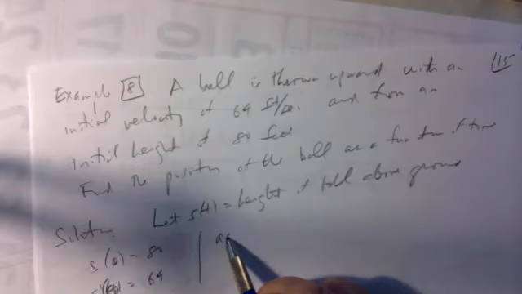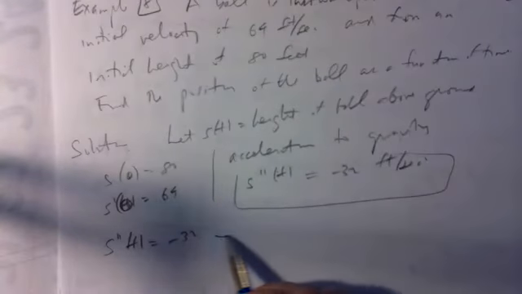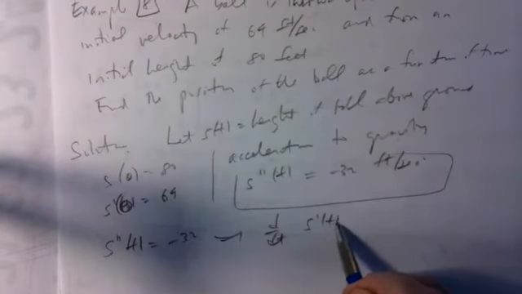We also know that acceleration due to gravity, that is S double prime of t, that's the acceleration of the particle, is minus 32 feet per second squared. So we have the second derivative is equal to minus 32. Another way of saying this is the derivative with respect to t is S prime of t.